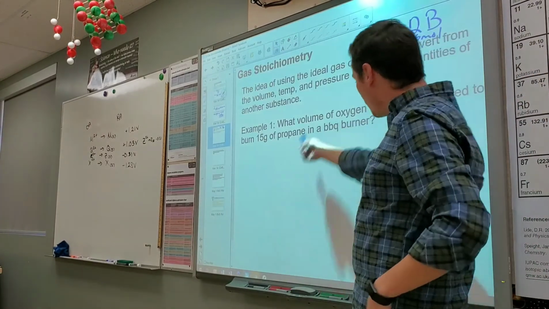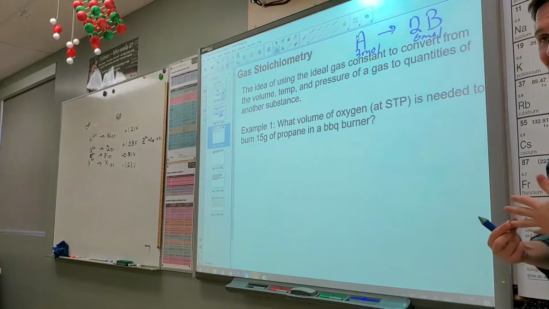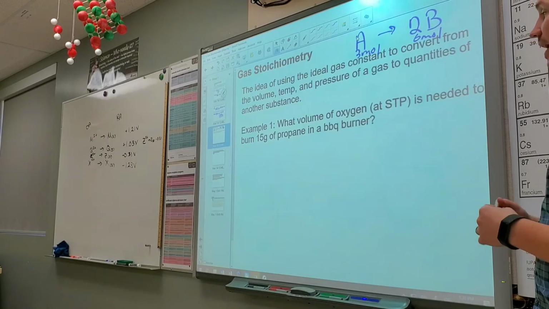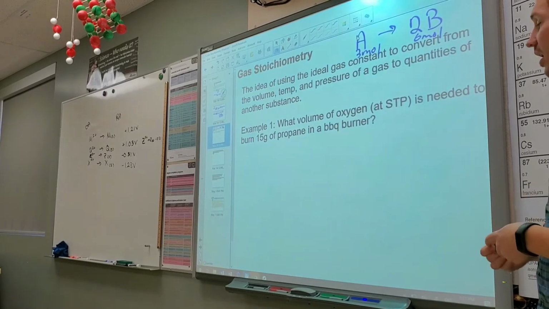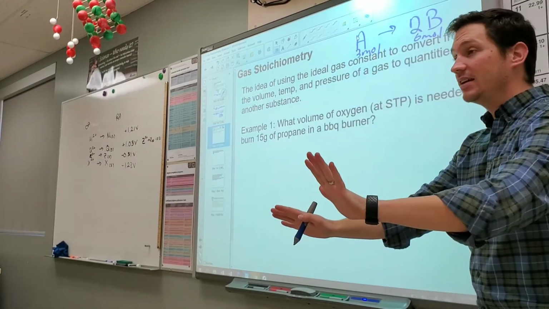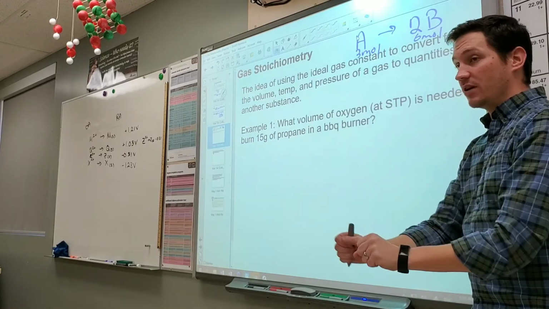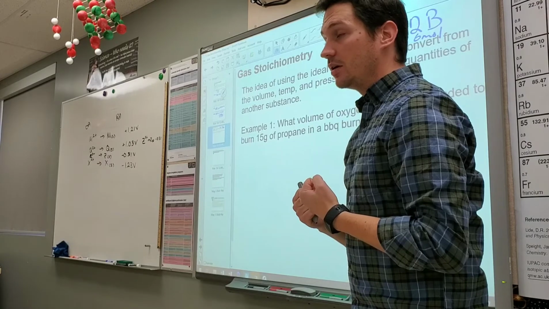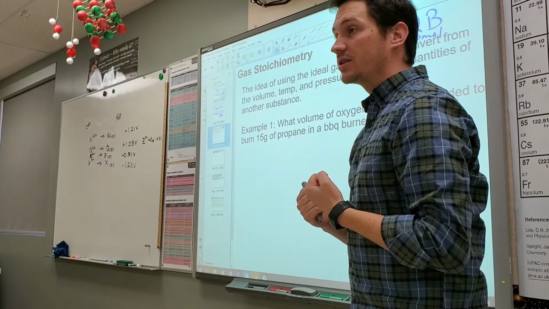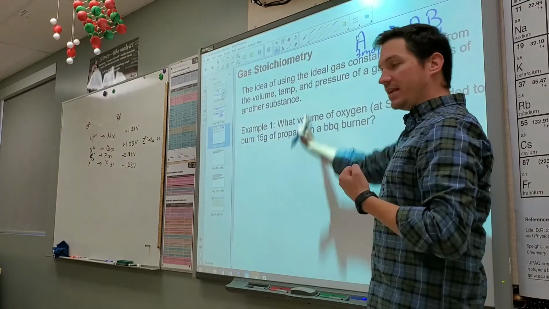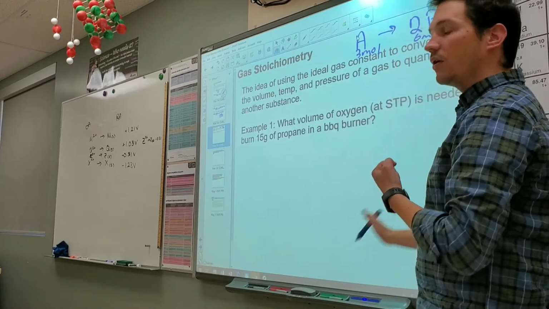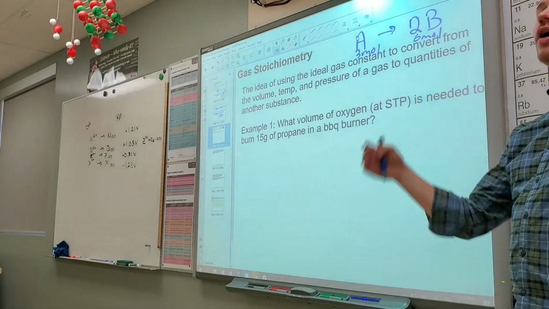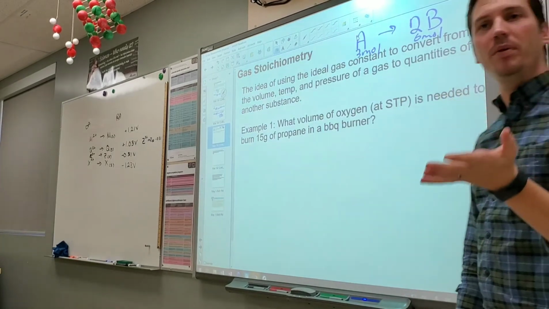Example: what volume of oxygen at STP is needed to burn 15 grams of propane in a barbecue burner? The first thing I want to say, what's always our first step in a stoichiometry problem? Write a balanced chemical reaction, because you don't know how much of this is going to make this, right? You don't know how much of this needs that. So what is the burning of propane? What's propane?